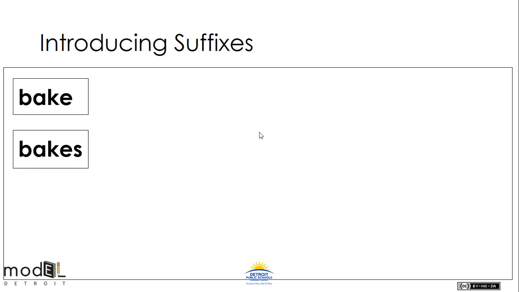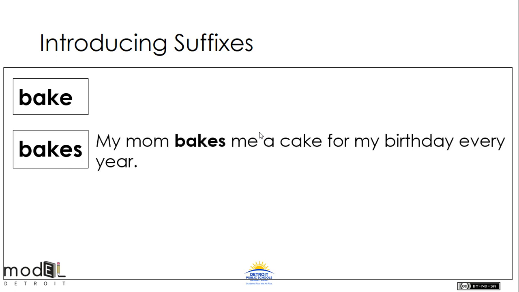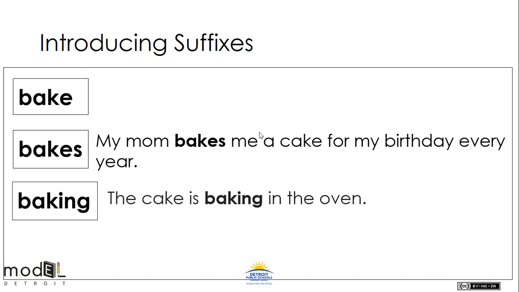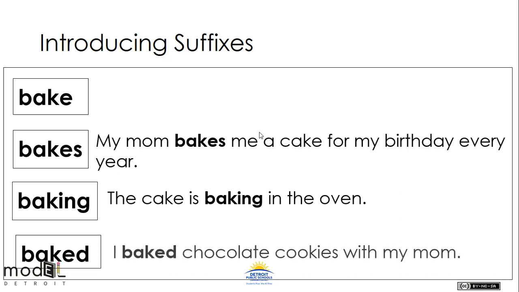This word is bakes. Can you think of a sentence with the word bakes? Here's one. My mom bakes me a cake for my birthday every year. Can you think of a sentence for the word baking? The cake is baking in the oven. This word is baked. Can you think of a sentence with the word baked? I baked chocolate cookies with my mom.